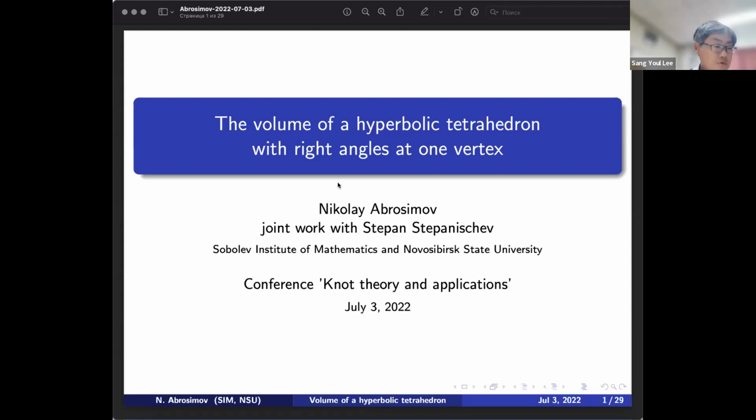I think it's time to start today's final session. The speaker is Nikolay Abrosimov from Novosibirsk State University. He is going to talk about the volume of a hyperbolic tetrahedron with a right angle and one vertex. Please start.